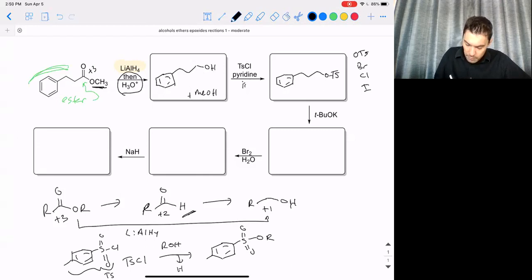And then we kick off some HCl, and so here's the Cl from the tosyl chloride part, and then the H plus comes from the alcohol component. And that is what this pyridine is doing right up top. And so pyridine is a weak base.